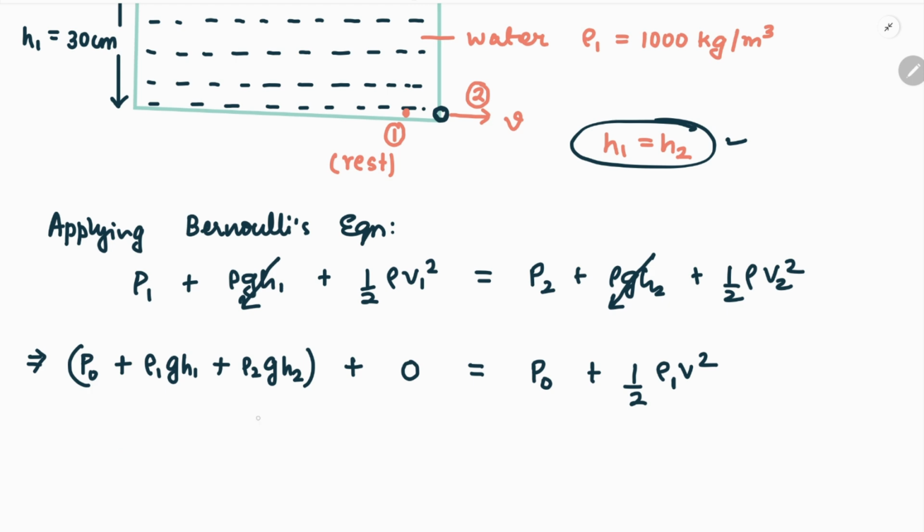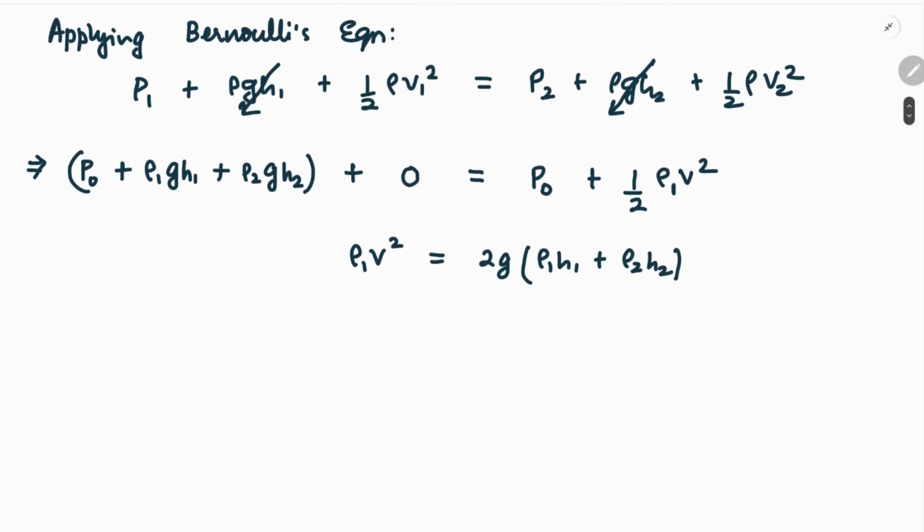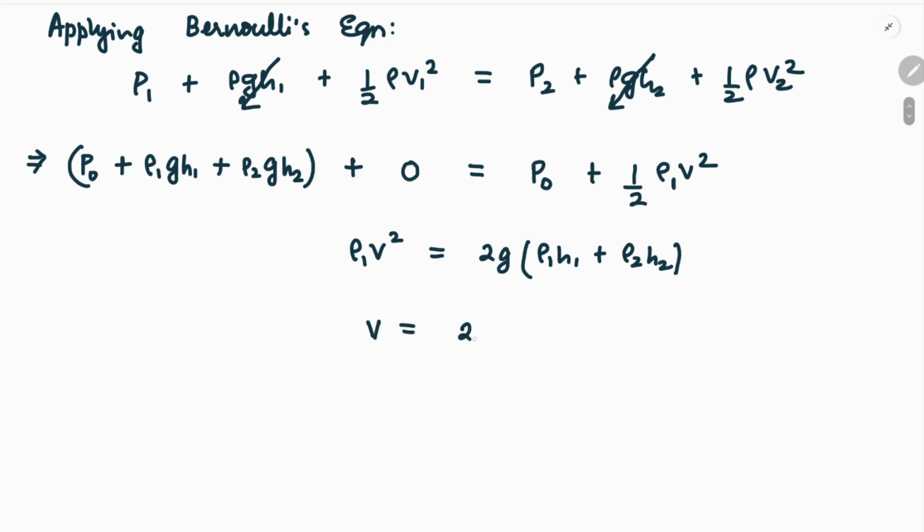So over here if we solve for velocity, P0 and P0 will cancel out and we get half rho 1 V square equals, if we cross multiply 2 and take g common, 2g into rho 1 H1 plus rho 2 H2. Hence the velocity of flow can be written as the square root of 2g by rho 1 into H1 plus rho 2 by rho 1 H2. So this is the expression for velocity, the first part of the problem.